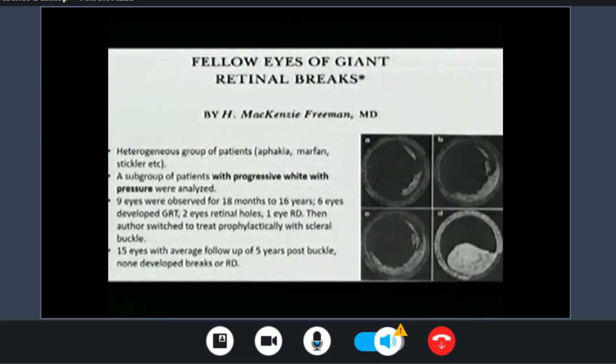So, buckle is an invasive technique in highly myopic eyes with thin sclera. We don't know what will happen in 10, 20, 30 years from now, especially if you put it in a child.